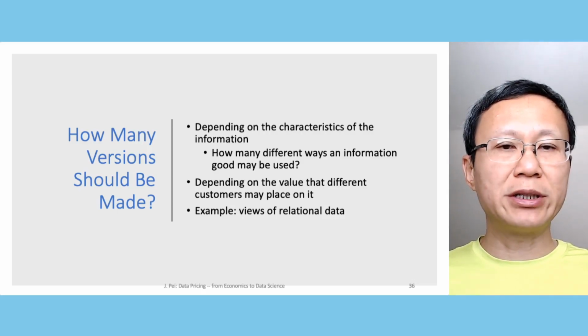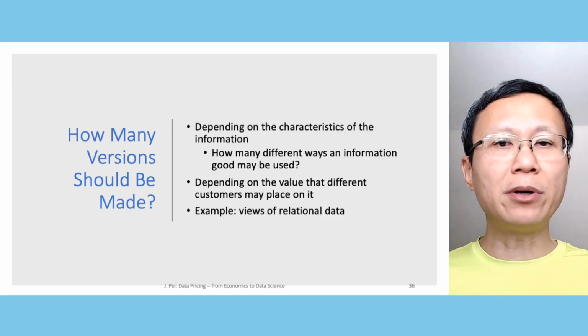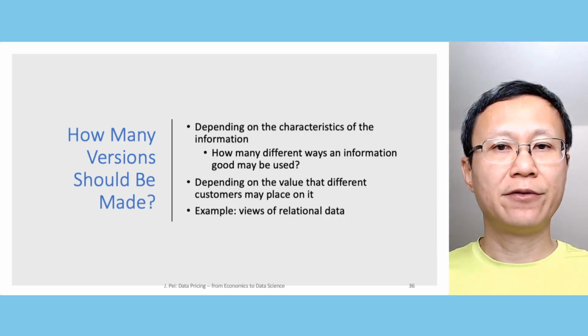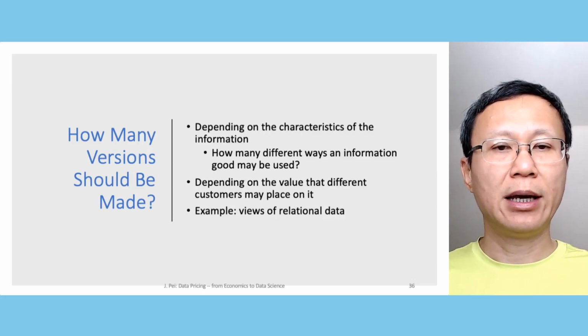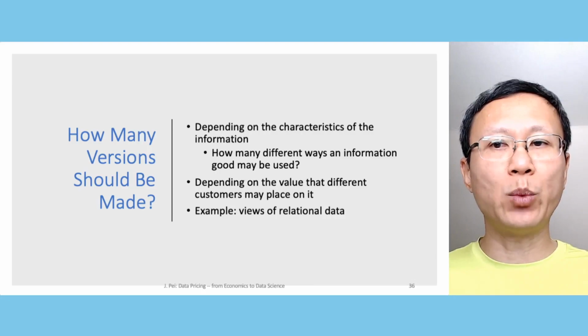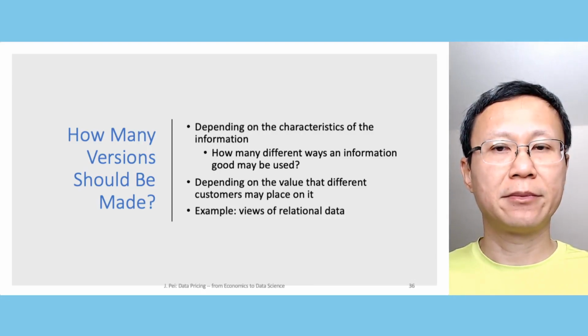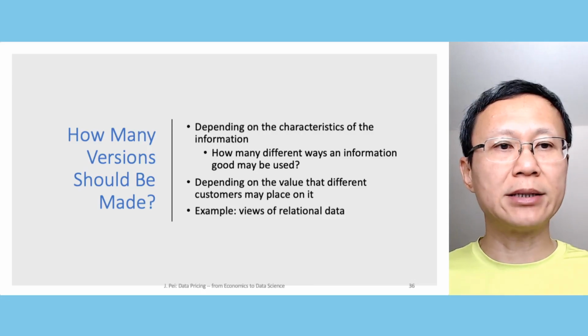How many versions should be made? The number of versions of an information good may be determined by two major considerations. First, the characteristics of the information to be sold is important. An information good that can be used in many different ways opens the door to many different versions. The second important factor is the value that different customers may place on it.